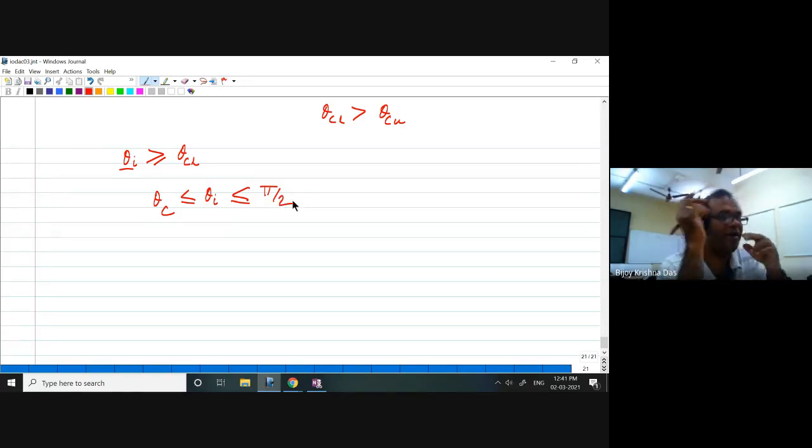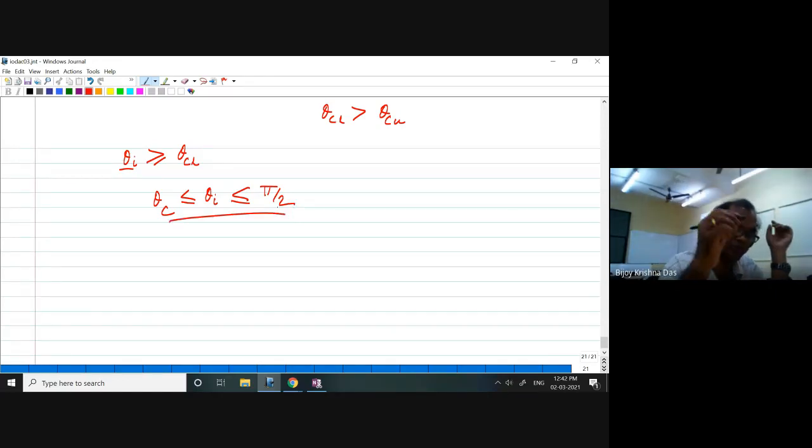If I set angle theta I between theta CL and pi by 2, any value I can choose, it is just equal or greater than theta CL or less than pi by 2. Then in between, all the angles you choose will undergo total internal reflection at the upper interface as well as the lower interface.